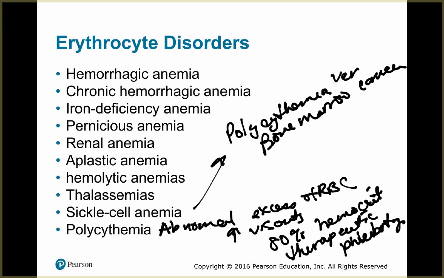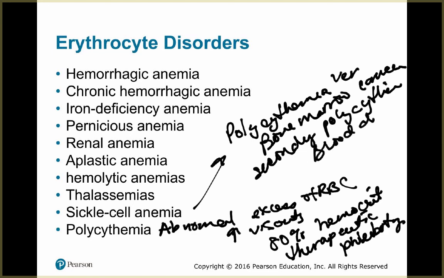Secondary polycythemia can result from, for example, high altitudes or increased EPO. Secondary polycythemia can also result from blood doping, like we talked about earlier.